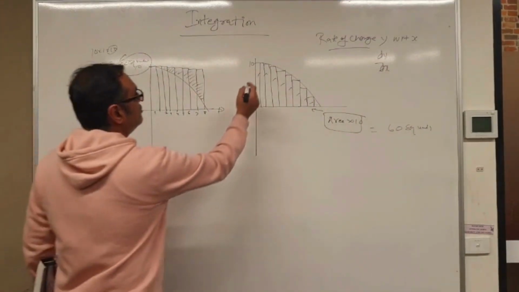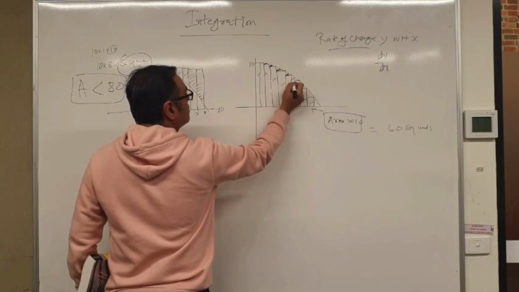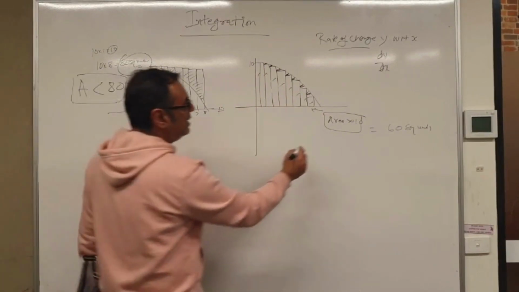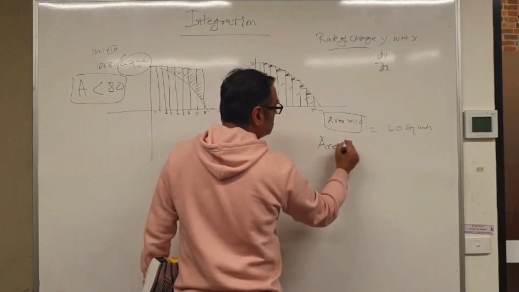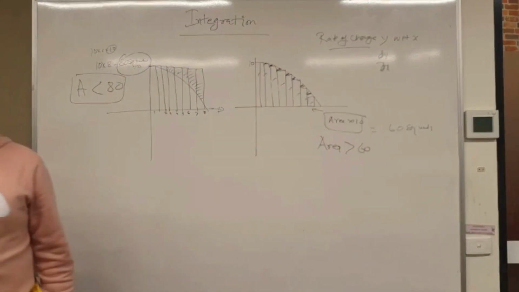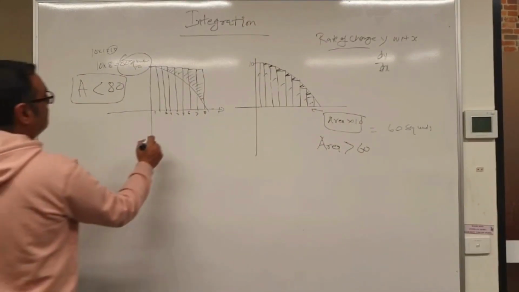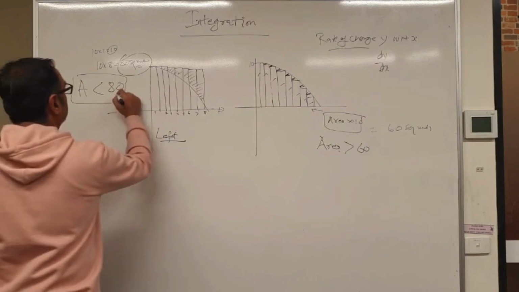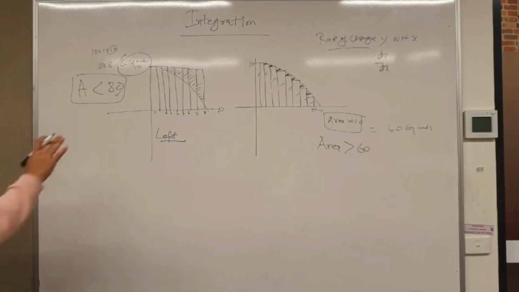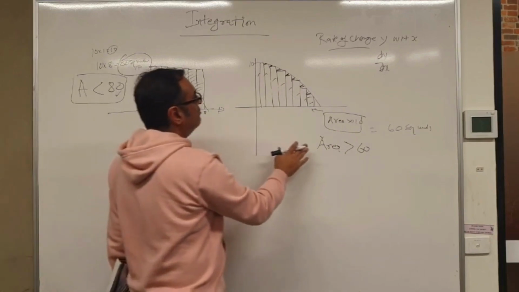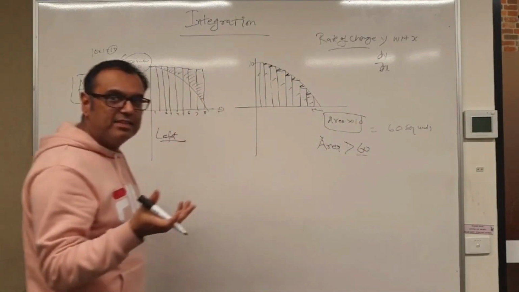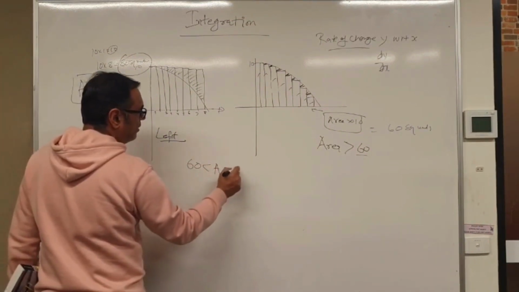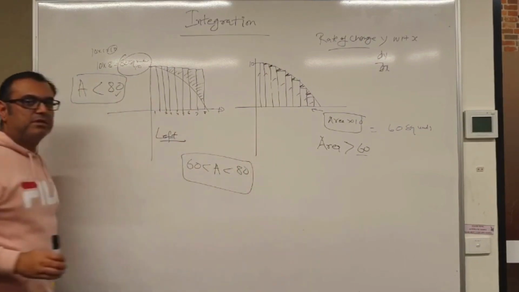But now there's a challenge. You would say, oh, you've left these gaps here. So that means the area must be greater than 60. So this left estimation gave me a value where the area was lesser than that value. In the world of right estimation, I got a value where the area was greater than that value. So I can confidently say that my area must be between 60 and 80 approximately.